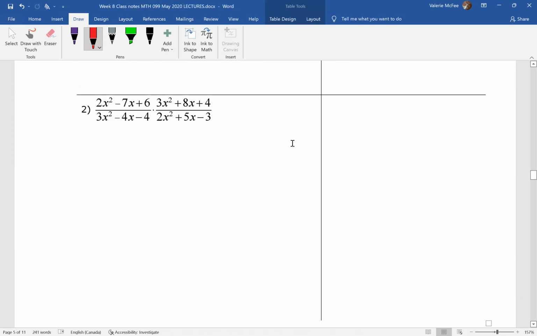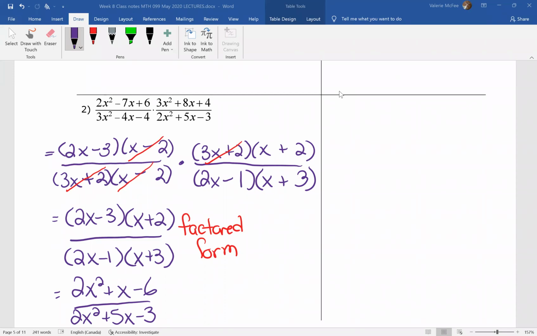Here's a final multiplication practice question. Why don't you pause your video, write this in simplest form, find any restrictions. So you factored the numerator and the denominator. We found that 3x plus 2 is a common factor, x minus 2 is a common factor. So we have your solution here written both in factored form and with the brackets open. Both are correct, it just depends on what's asked for. And of course, we had to also find the restrictions.